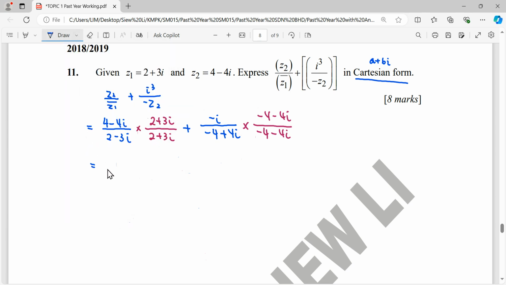Then next, we're going to simplify it. So for the denominator, when we have a complex number times its conjugate, we can directly do a square, where a is 2 squared plus b squared, which is negative 3 squared. So a complex number with its conjugate will be a squared plus b squared. And for the numerator, we need to expand one by one. 4 times 2, 8. 4 times 3i, positive 12i. Then negative 4i times 2, minus 8i. Then negative 4i times 3i, negative 12i squared.